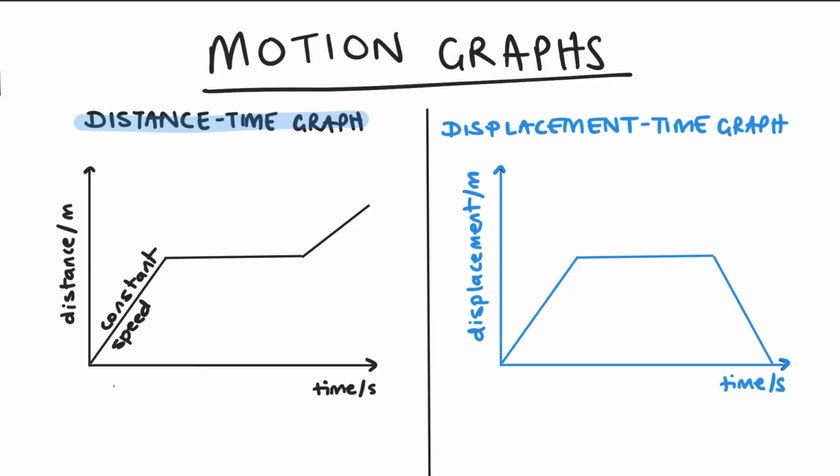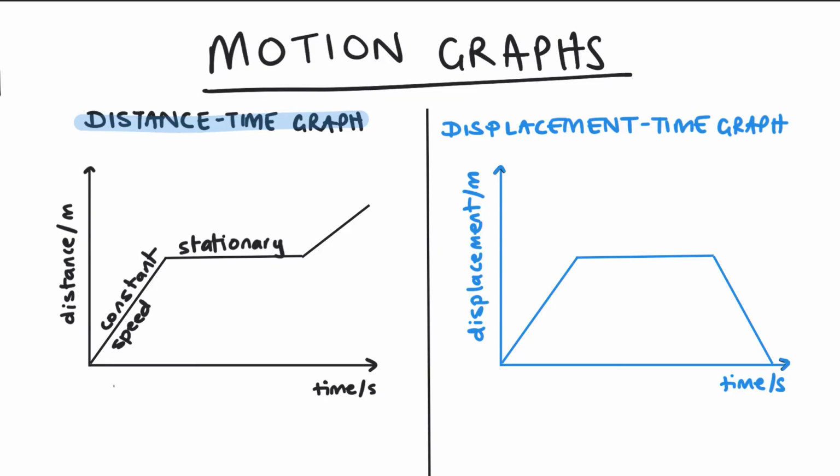In other words, we're covering the same amount of distance in the same amount of time. When we have a perfectly horizontal line, that actually means that the object is stationary, that it's not moving at all, because the distance doesn't change even though the time does. Now the steepness of that line also gives us information about the speed. So if it's a steeper line, it means that the speed is greater, and if it's a shallower line, it means that the speed is less. But as long as it's a straight line, it is a constant speed.